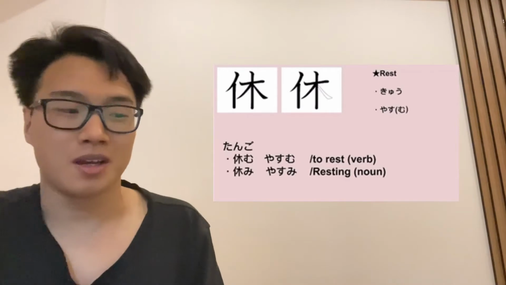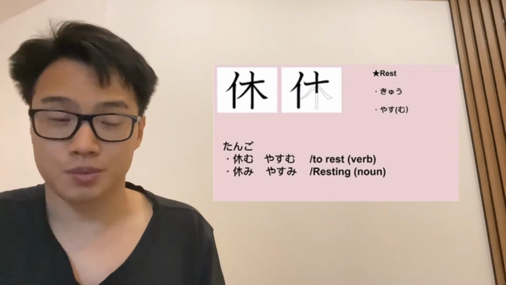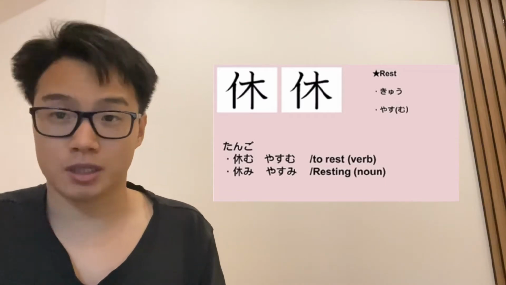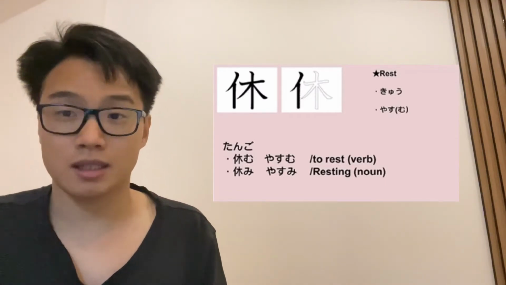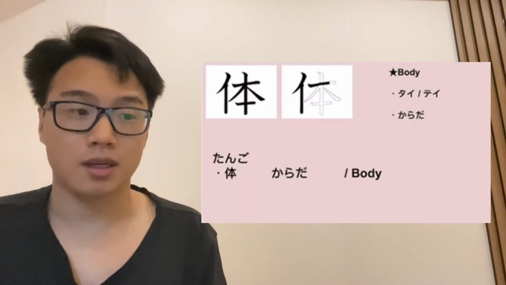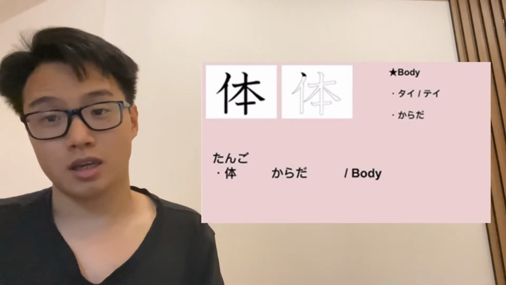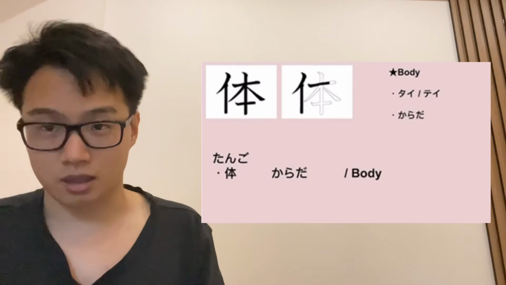Well, yasumu is actually a verb, to rest in English. Yasumu, to rest, verb. And yasumi is a noun. It's more like resting or something. Yasumu, verb. Yasumi, noun. Easy, I guess. And the second kanji for today is body. Its onyomi is tai and tei, and its kunyomi is karada.